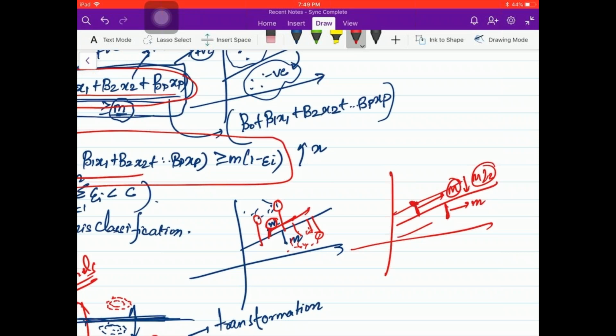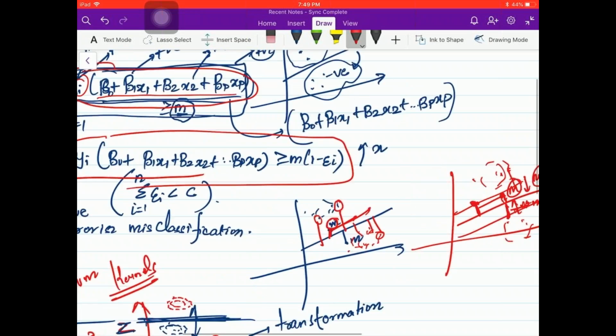So this is the margin, right? The line should have M distance here and M distance here. So all the points should be beyond those. That's why the distance between the point and the line should be greater than M. Okay, got it.